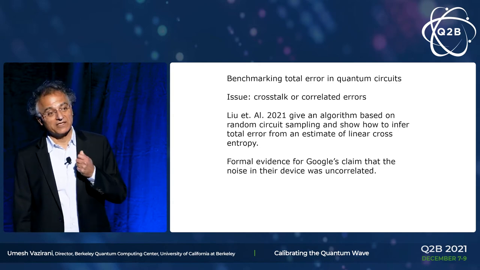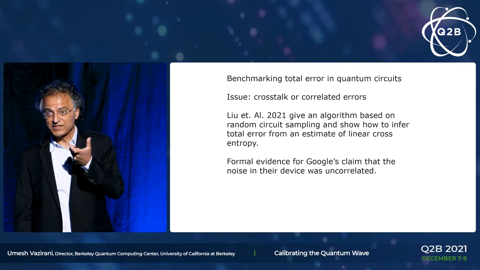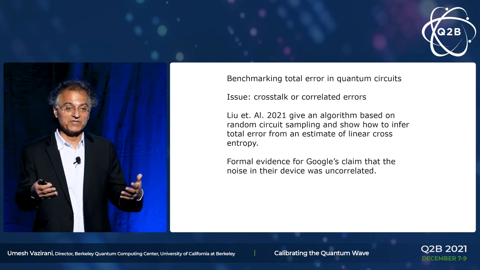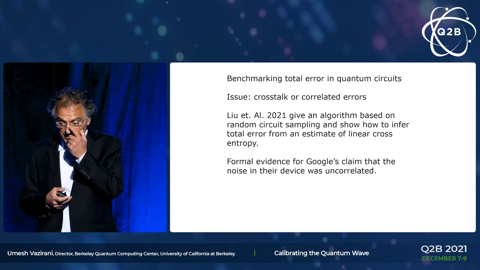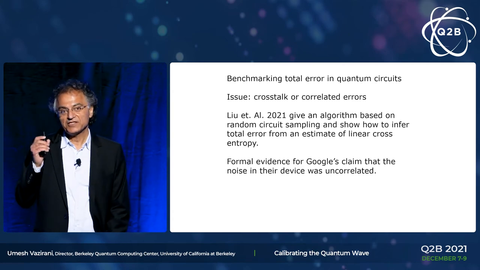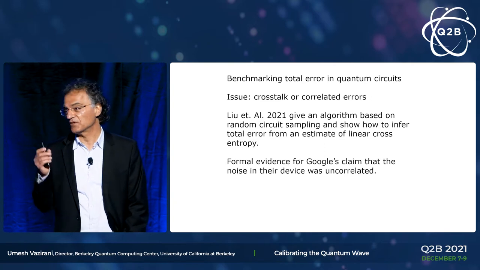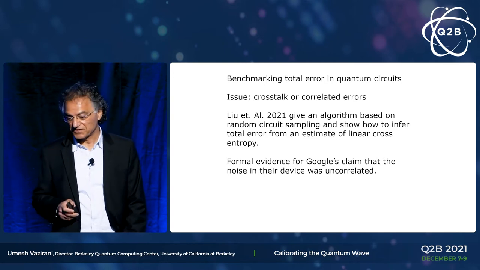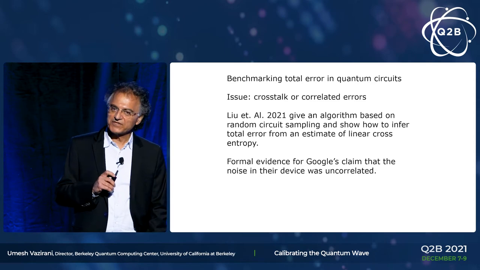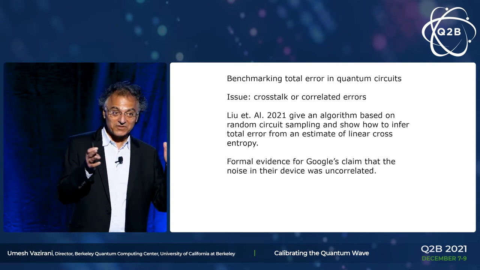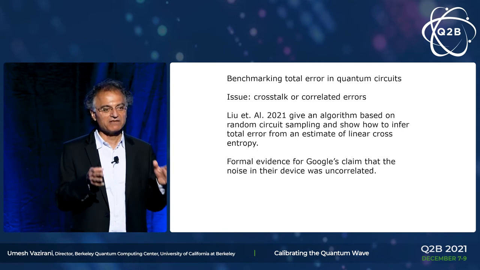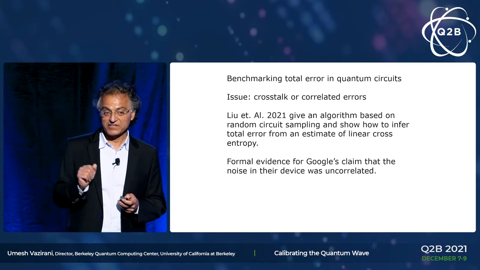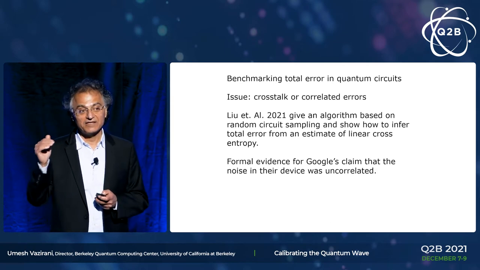And that's benchmarking. Now, benchmarking is one of the very important things one wants to do in order to characterize the quantum computer that's been implemented so that one can improve upon it. And one of the major issues in benchmarking is crosstalk or correlated errors. Randomized benchmarking can only get you individual errors on individual qubits. So there's this recent paper that gives an algorithm based on Google's experiment of random circuit sampling. It implements something like random circuit sampling, and it shows that the measure that Google used, which was linear cross entropy, can be used to infer the total error in that quantum circuit.